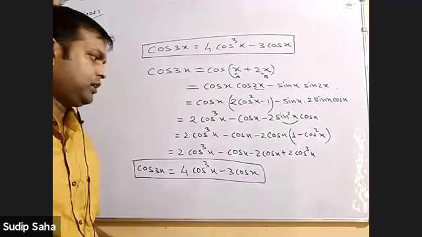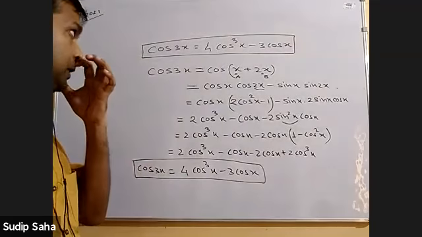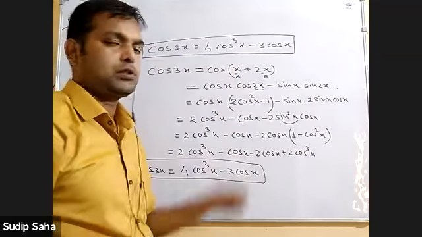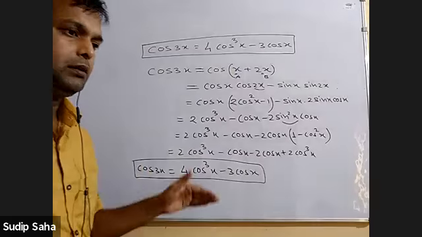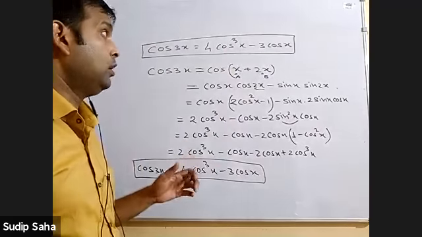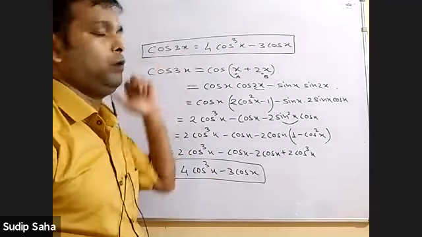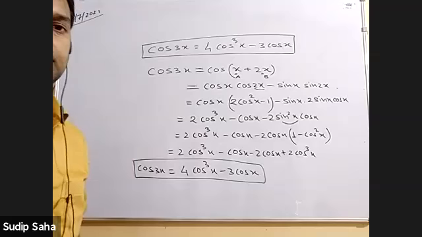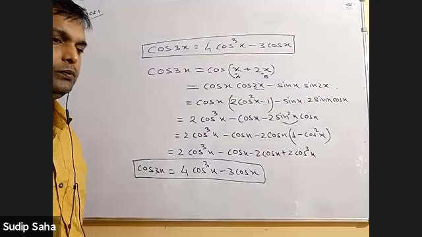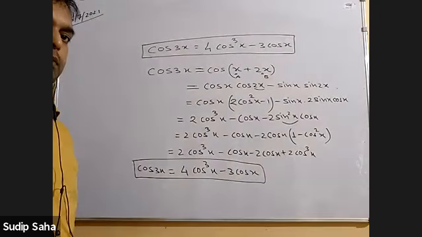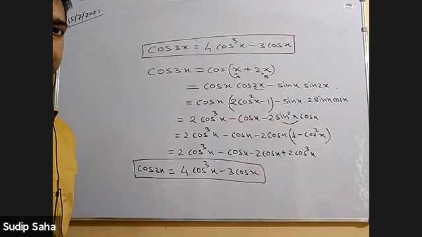So this as a question will be asked sometimes: show that cos 3x equals 4 cos cube x minus 3 cos x. But in most cases, you have to learn it by heart as a formula. Understood? Yes, sir. Very good.